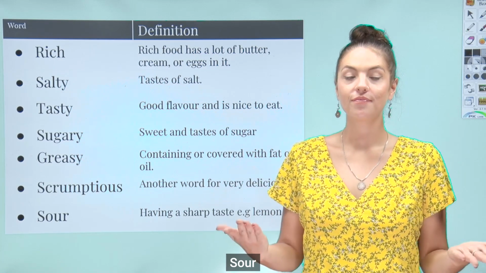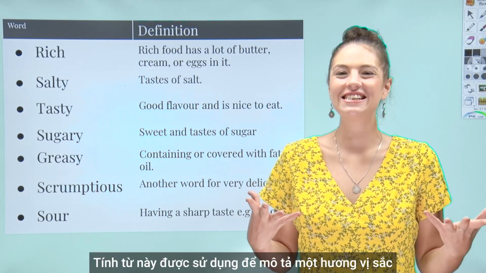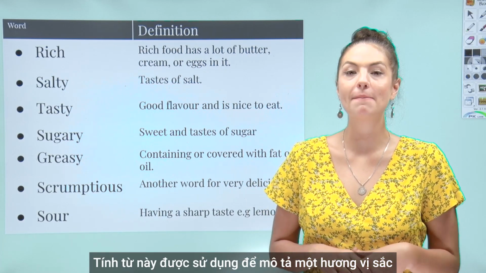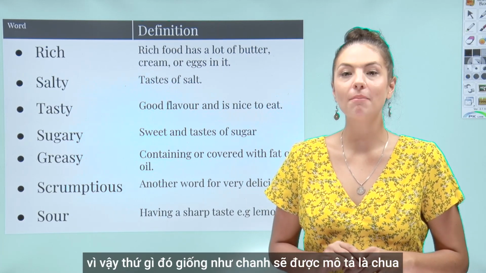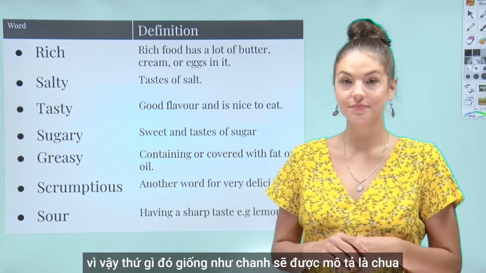Sour. This adjective is used to describe a sharp taste. So something like lemon would be described as sour.